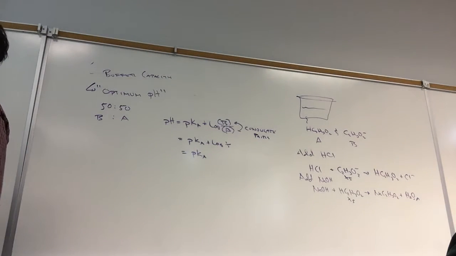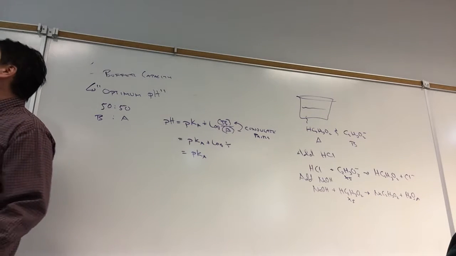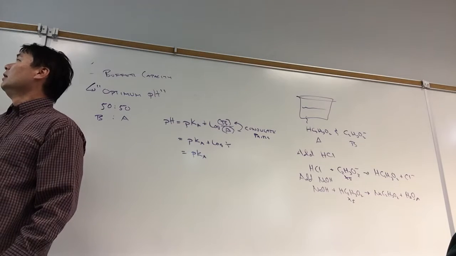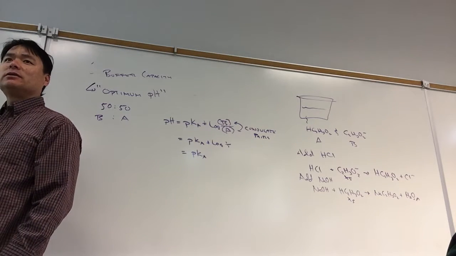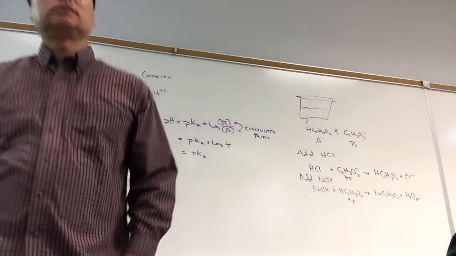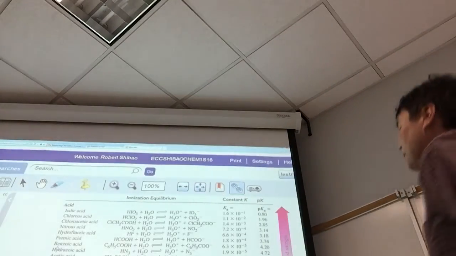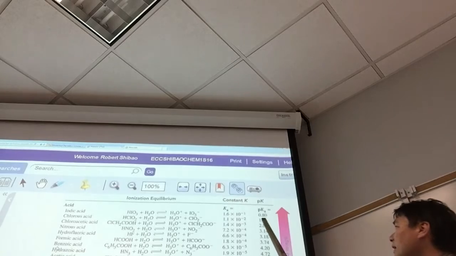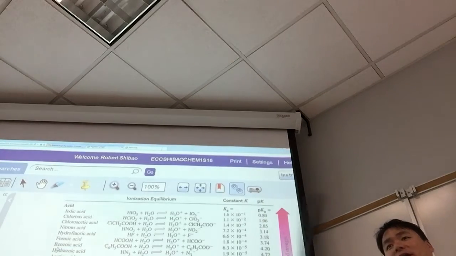So if we have a 1-to-1 mixture of the acid and its conjugate base, let's say 0.100 molar HIO3 with IO3⁻ 0.100 molar, a 1-to-1 mixture, that buffer would have a pH of 0.80, its pKa value. And so this buffer would be quite acidic, and it would try to maintain a stable pH of about 0.80.